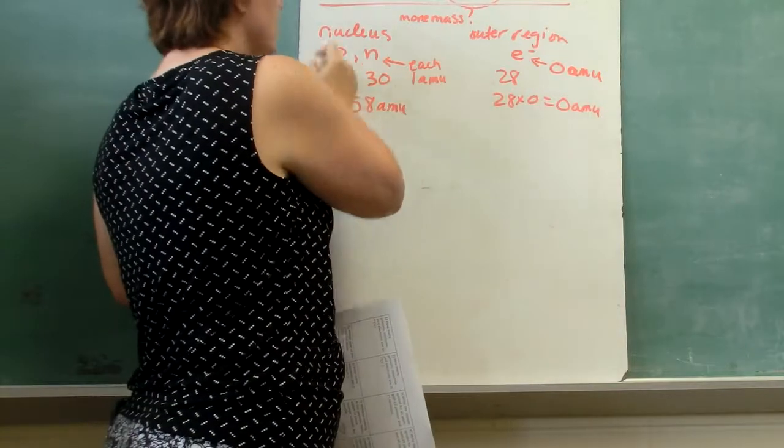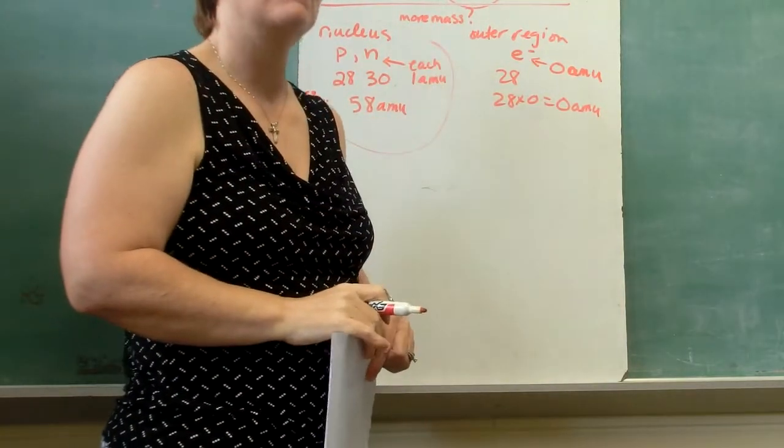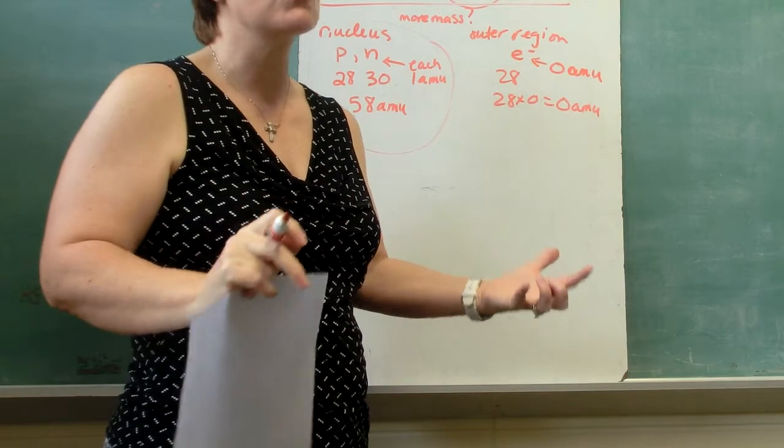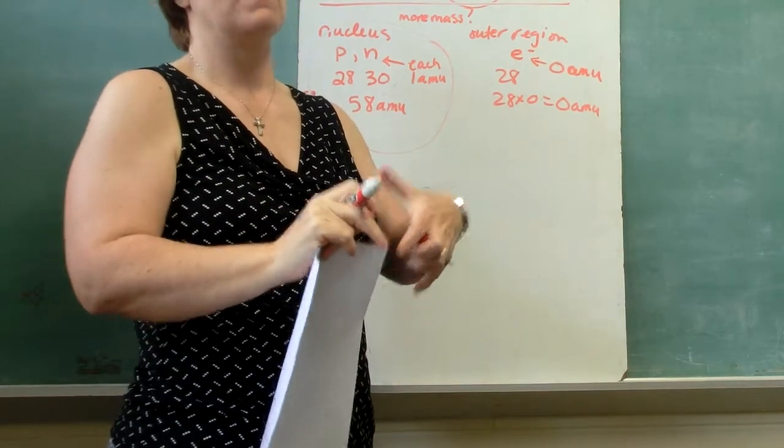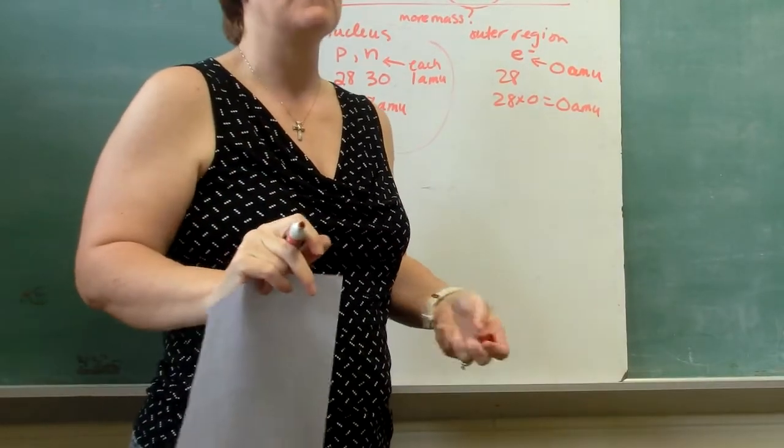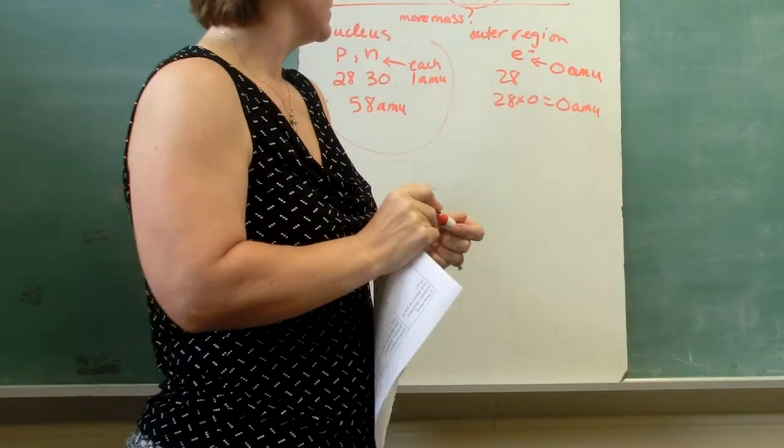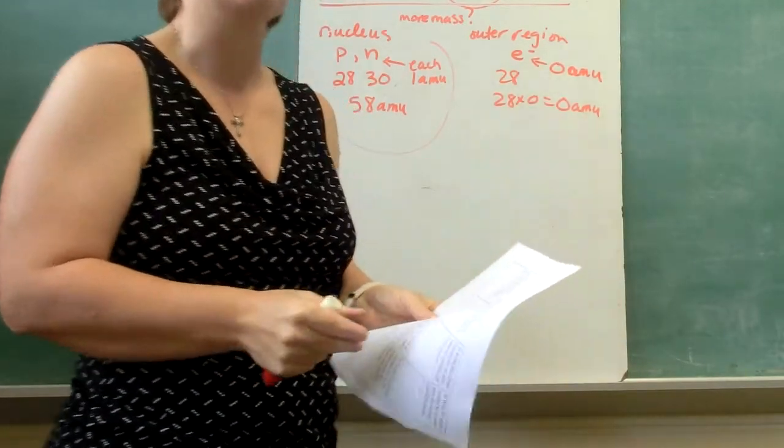So the nucleus has almost the entire mass of the atom, which means that most of the atom, which is occupied by that outer region, is essentially empty and almost massless. I wouldn't say massless. Okay, not much.